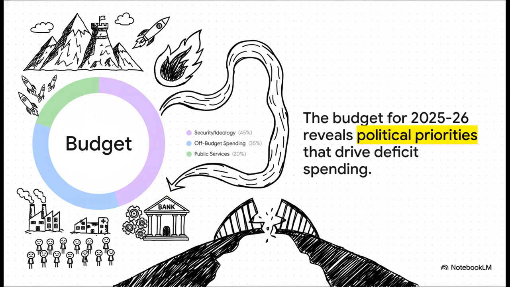So you have to ask, why? Why does the government need to print so much money in the first place? And this slide, this is where you find the answer. It all comes down to political priorities. The budget breakdown shows huge chunks of money going to security and ideological institutions. Then there's this big slice for non-transparent, off-budget spending. And that just doesn't leave much for things like public services. This choice, this structure, basically forces them to lean on the central bank's money printer to fill the gaps.